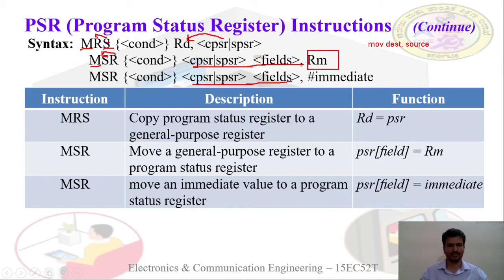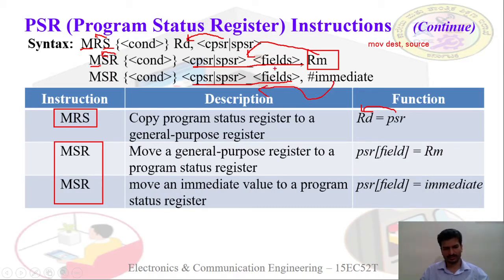So in MRS we move the data from status register to register, whereas MSR moves the data from register to status register. MRS copies the program status register to a general purpose register, PSR to Rd. In MSR, we can move either a general purpose register value or an immediate value: move a general purpose register to a program status register, or move an immediate value to a program status register. So from Rm to CPSR or SPSR, or an immediate value to CPSR or SPSR. Here I have mentioned a field. What is the meaning of field?